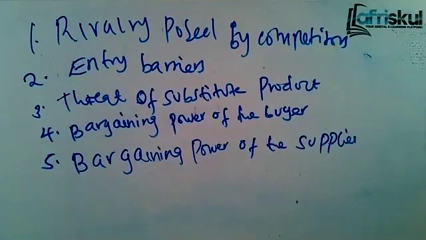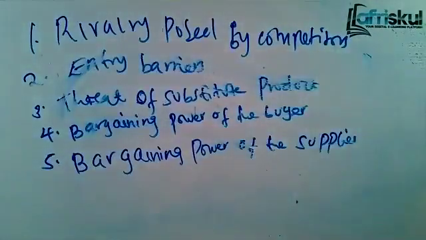So those are the five forces provided by Porter: rivalry posed by competitors, entry barriers, threat of substitute products, bargaining power of the buyer, and bargaining power of the supplier. Those are the 5 forces analysis that we are going to discuss. And therefore, we are going to start with the first one, the rivalry posed by competitors.